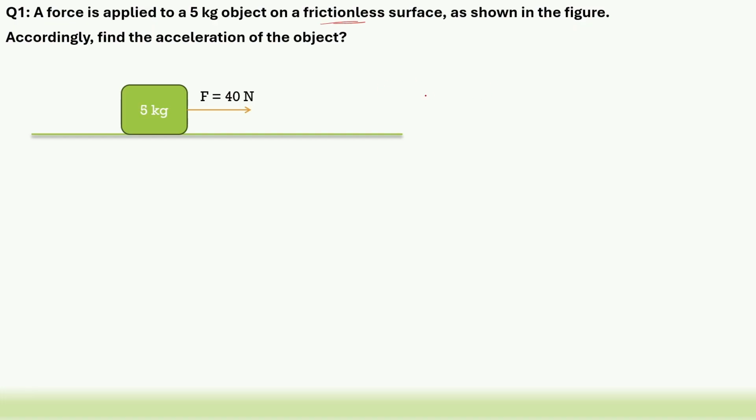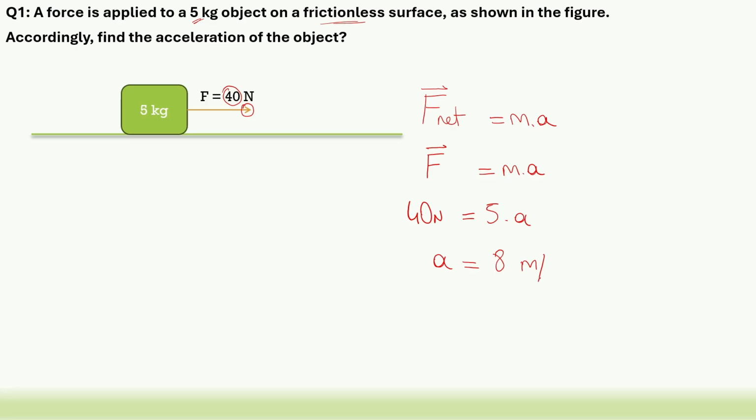Let's remember the second law. F net equals m times acceleration. F net means total force. There is one force, so F net is F, equals m times acceleration. Let's continue. F is 40 Newton in the positive direction, so I am writing positive 40 Newton. This equals m times acceleration. M is 5 kilograms, so I am writing 5 times acceleration. From here, the acceleration is 8 meter per second square. Okay, I know it is a simple question, but it is good to start.